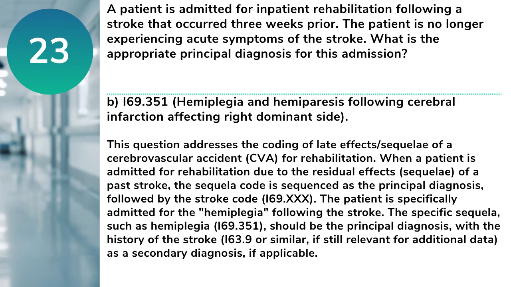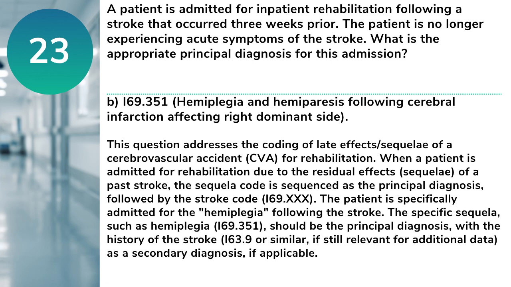Answer, B. I69.351, hemiplegia and hemiparesis following cerebral infarction affecting right dominant side. This question addresses the coding of late effects, sequelae, of a cerebrovascular accident, CVA, for rehabilitation. When a patient is admitted for rehabilitation due to the residual effects of a past stroke, the sequela code is sequenced as the principal diagnosis, followed by the stroke code, I69.XXX. The patient is specifically admitted for the hemiplegia following the stroke.